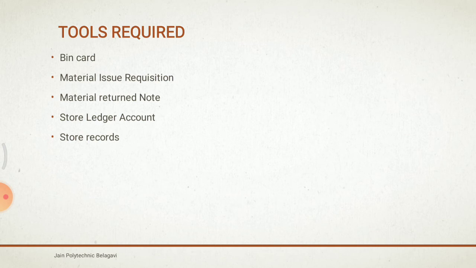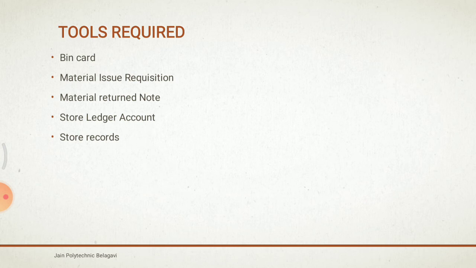The next one is the material issue requisition. It is the material requirement demand note, written and signed by the person to whom the material is required and certified by the supervisor. It is given to the storekeeper for issuing the required materials. This arrangement has been made to keep the records of outgoing materials from the store. This is the material issue requisition, or an indent store.